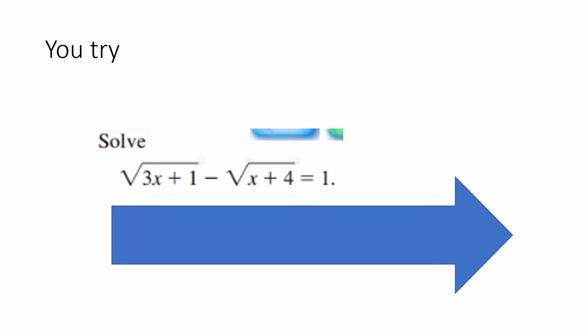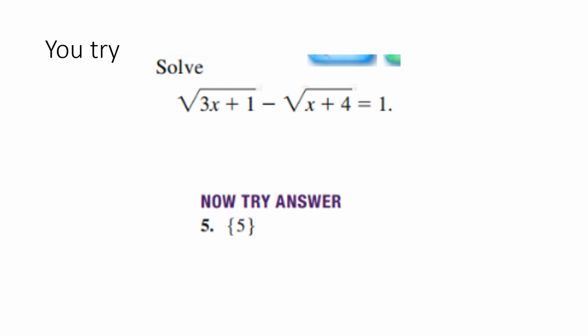Here's a problem for you to try. The square root of 3x plus 1 minus the square root of x plus 4 is equal to 1. Please pause the video and try to solve this. Let's see how you did. The answer you should have gotten is 5. Again, if you didn't get the answer, you should ask about it and we will talk through it, or try to work it again.